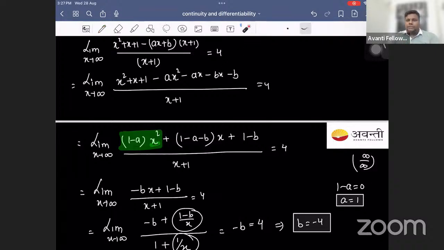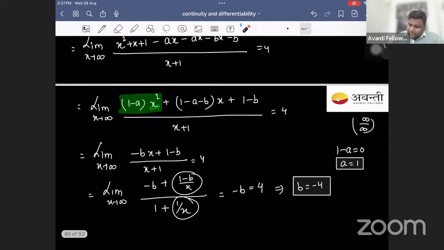So, once again, I'll repeat one or two steps. While x is infinite, the degree of the numerator should not be greater than the degree of the denominator. If the degree of the numerator is greater than the degree of the denominator, the answer will be infinite or minus infinite. So here, for the answer to be finite, this term should vanish. For this term to vanish, a should be 1. Got it? Now I place the value of a.